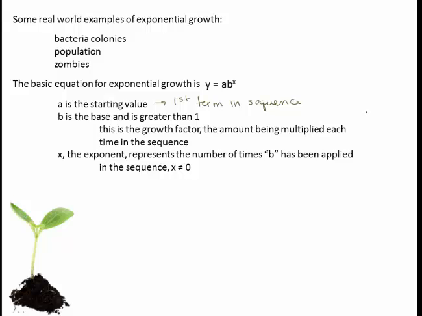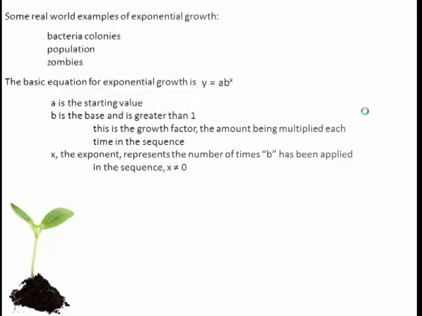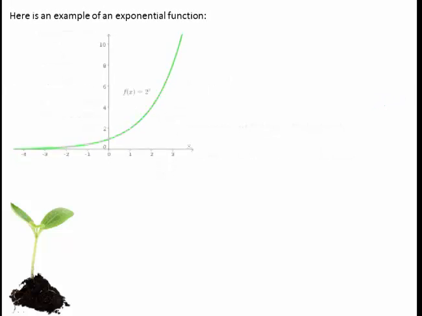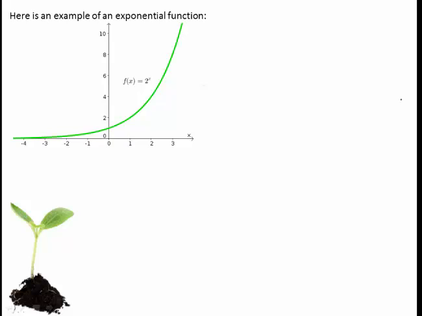So, for example, if we're on the 5th term of the sequence, B has been applied 4 times. So x would be 4. Okay, here's an example of an exponential function. We have the function f(x) is 2 to the x. In this case, a would equal 1, b is 2, and x is just x.